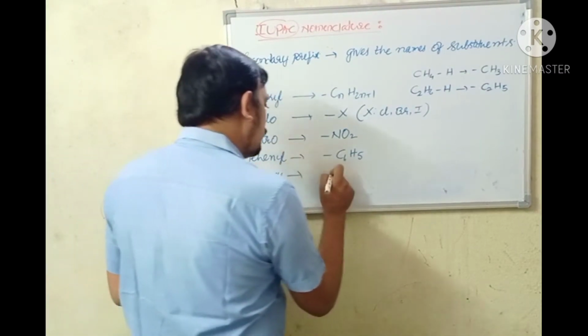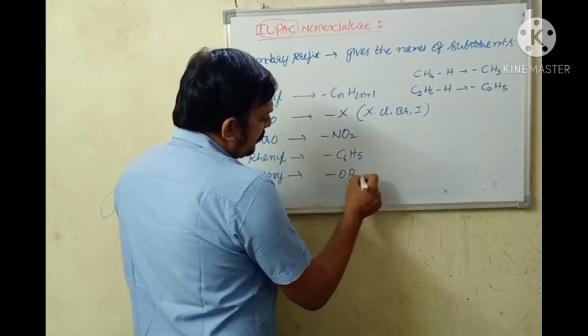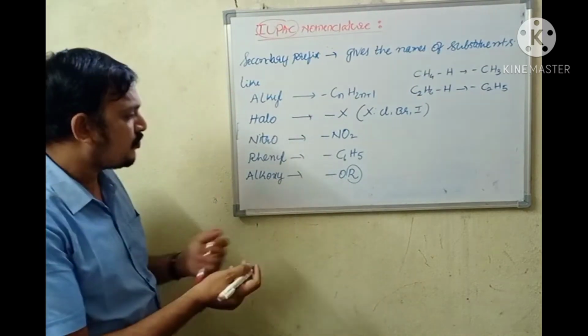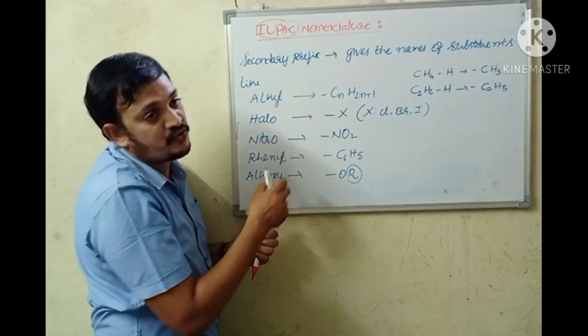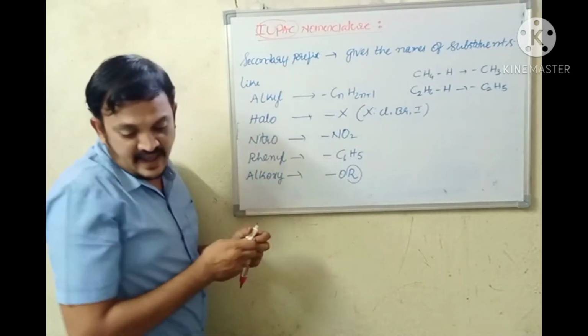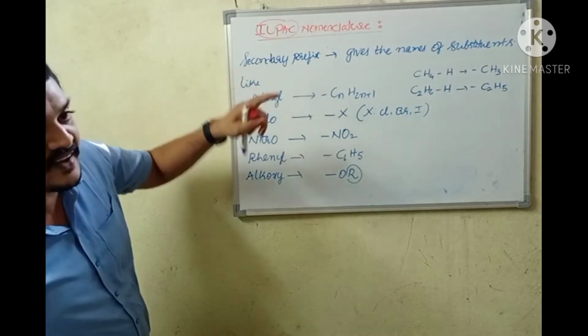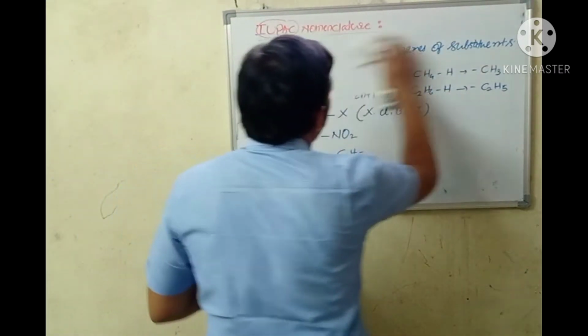Alkoxy group, OR. You know that alkyl group is represented by R. That is added with oxygen atom, so it can be referred to as alkoxy group. These are the different types of substituents that can be present in an organic compound, whose name is indicated in the secondary prefix.